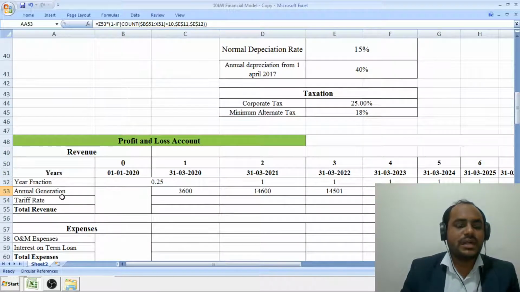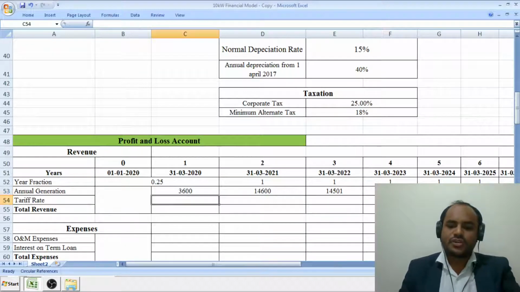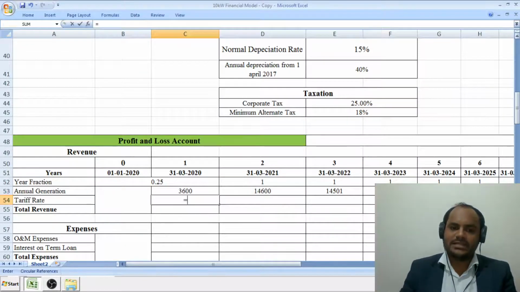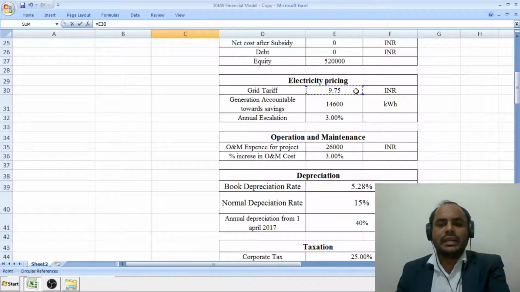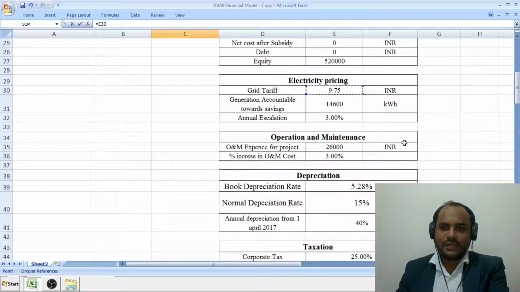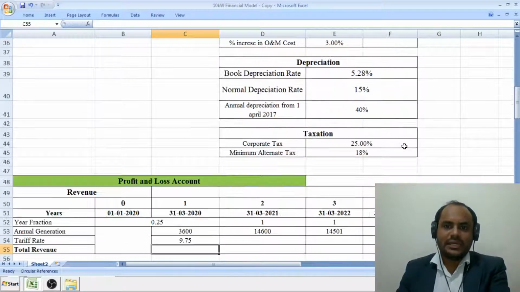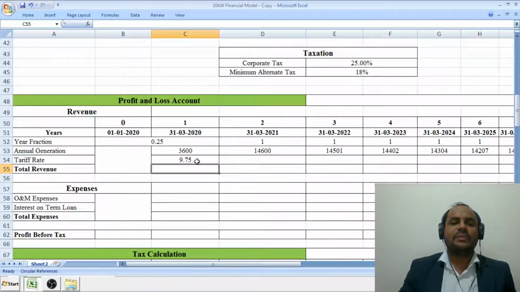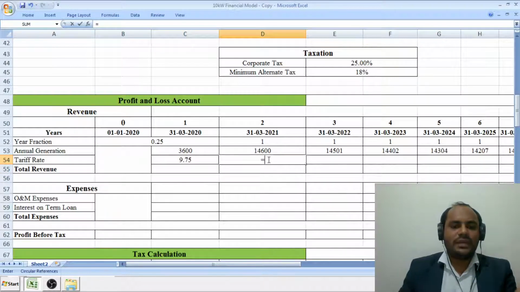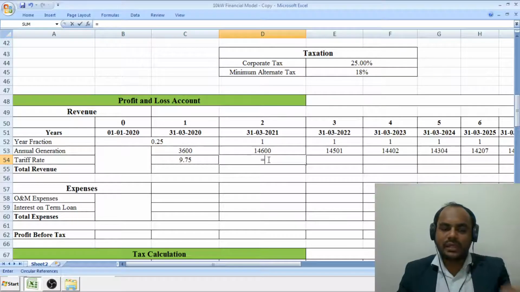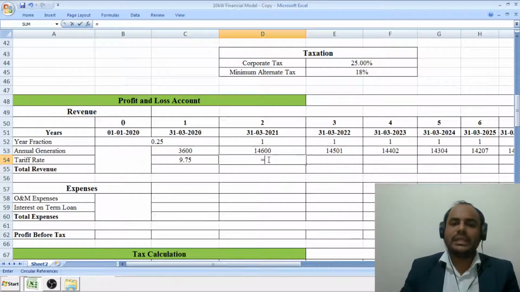Next we have to consider the tariff rate at which we are calculating the revenue generation. So basically the tariff rate is 9.75. This is the typical rate at which the utility is currently supplying electricity for the site that we have selected. So we select this particular 9.75. The escalation in the price of the tariff is 3%. Every year the grid tariff rate is going to increase by 3%, as we have taken over here.